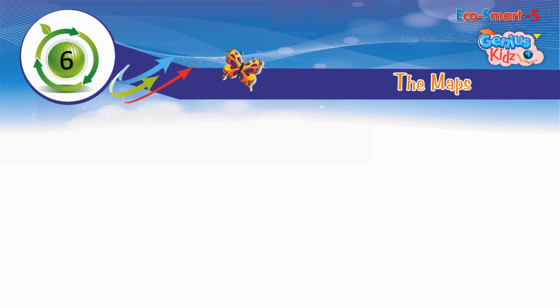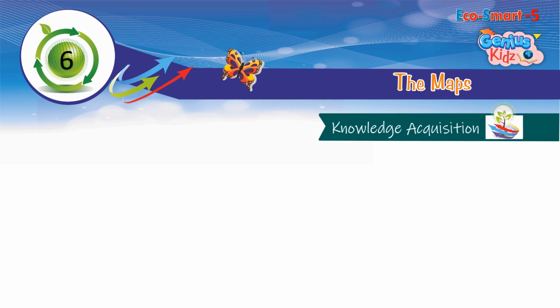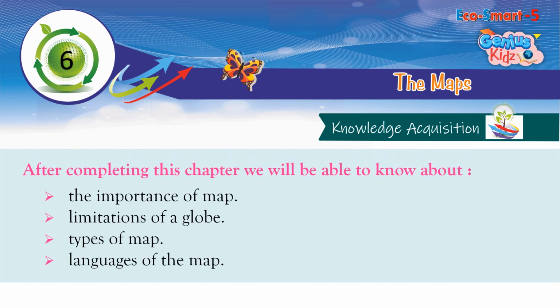Lesson 6. The Maps. Knowledge acquisition. After completing this chapter, we will be able to know about the importance of map, limitations of a globe, types of map, languages of the map.